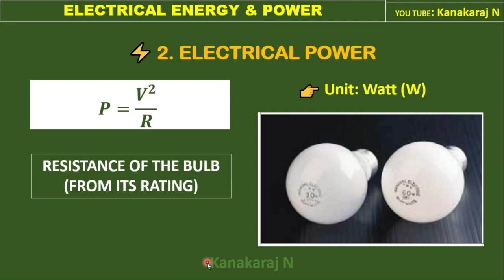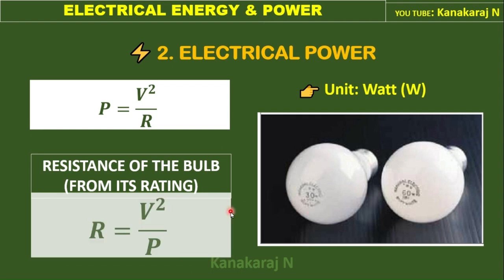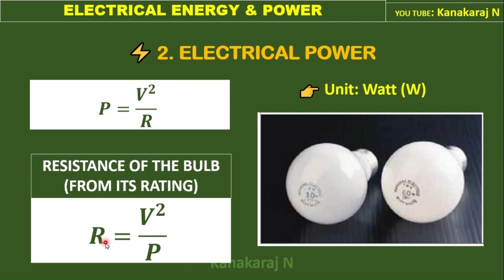Here, the resistance of the bulb from its rating. Suppose a bulb is given as 60 watt 220 volt. Then how do we find the resistance of the bulb? This is the most important formula: R equals V square upon P. The potential difference for India is fixed at 220 volt. Based on the power, it is 60 watt or 100 watt, the resistance of the bulb changes. The more the power, the less the resistance.